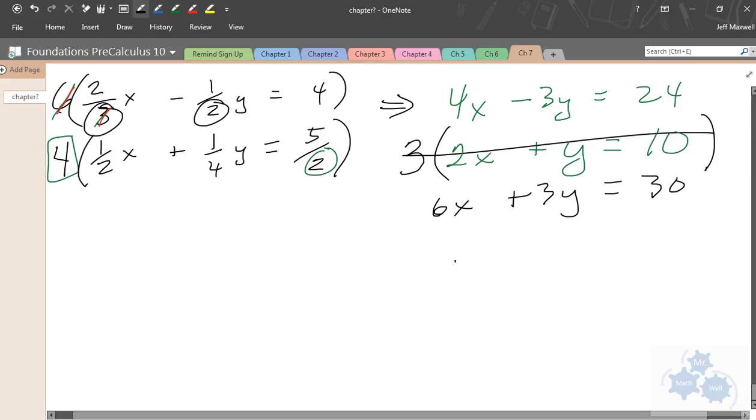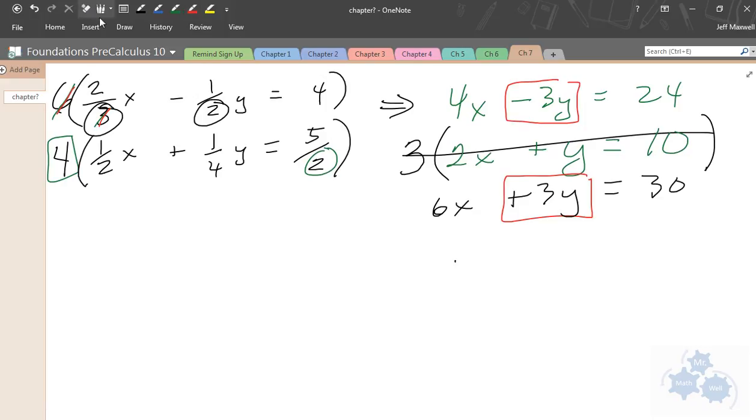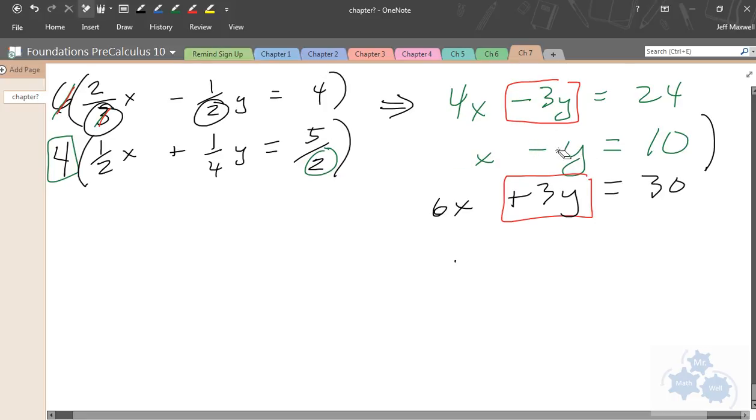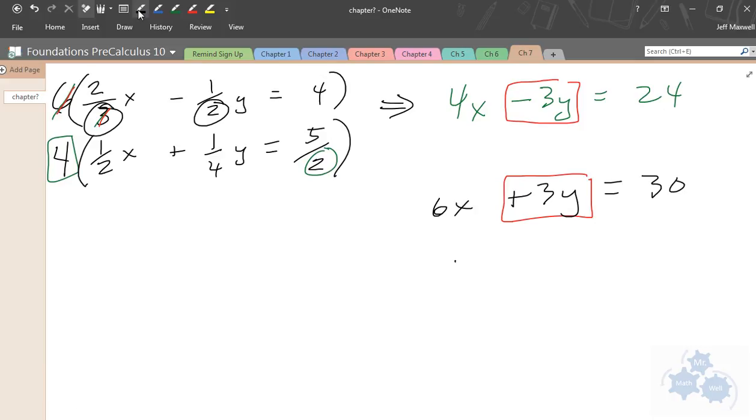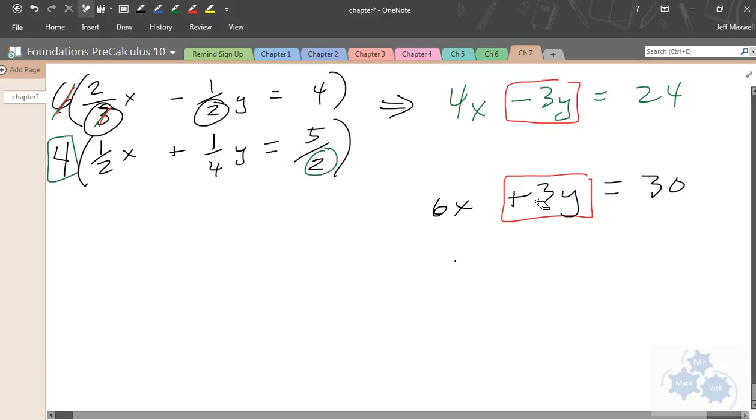Wait a second. I got a negative 3y and a positive 3y. See that? I just multiplied the bottom one by 3. Look, I multiplied the bottom one and got this. Do I have to multiply this by anything, or is this the arrangement that I want? See, this is what I want. So then you don't have to do anything to the top. Sometimes you have to multiply both top and bottom. Sometimes you don't.